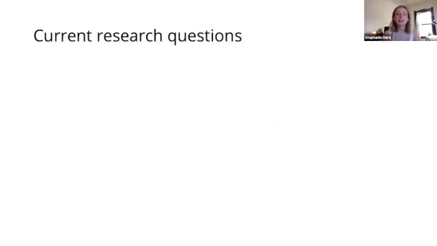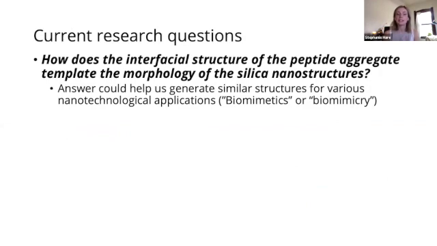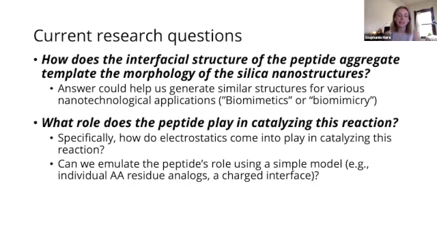And so our current research questions are, how does the interfacial structure of the peptide aggregate template the morphology of these structures? So how do we actually get the correct shapes of these structures? And this could, like I said, help us with biomimetics or biomimicry so that we can actually, or someone can make these structures in the lab. And we're also wondering, what role does the peptide specifically play in this reaction? And again, specifically, how do the electrostatics of the peptide come into play in this reaction? And can we actually emulate the role of the peptide using a simpler model? So instead of modeling an entire peptide aggregate, actually just using individual amino acid residue analogs or having a charged interface in the vicinity of this reaction.